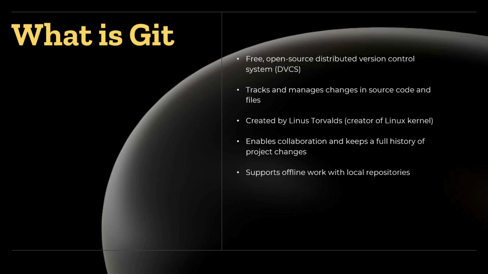What is Git? Git is a free, open source distributed version control system. It tracks and manages changes in source code and files. It was created by Linus Torvalds, the creator of the Linux kernel. It enables collaboration and keeps a full history of the product changes, and supports offline work with local repositories.